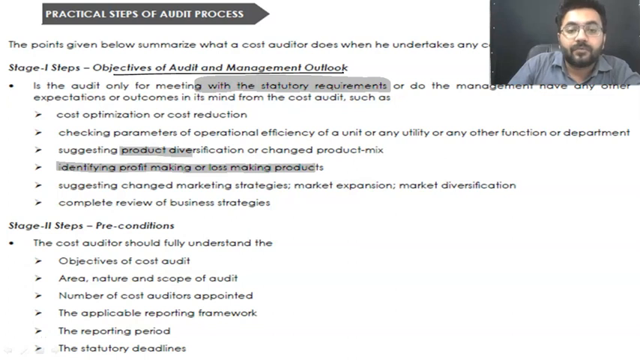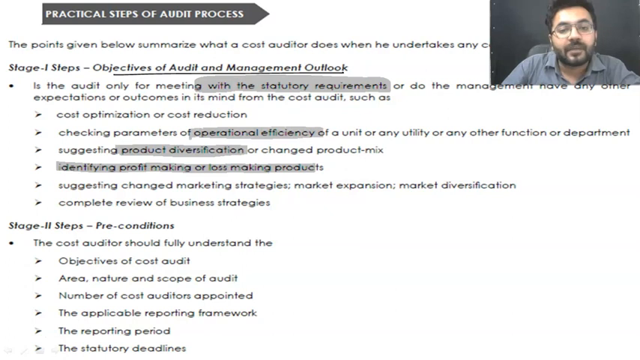Apart from that, if they are looking for product diversification, or they want to change their product mix, that means changing the various kinds of raw materials they are using. They want to figure out their operational efficiency, how well a particular unit or department is functioning, what their efficiency level is, or else they are looking for certain kinds of cost reductions. So the statutory requirement is one of the main purposes, that is absolutely correct. But do they have one more, an additional purpose in their mind, which may be any of them?